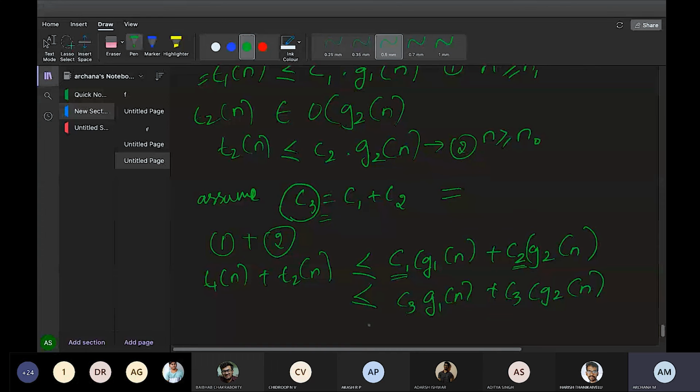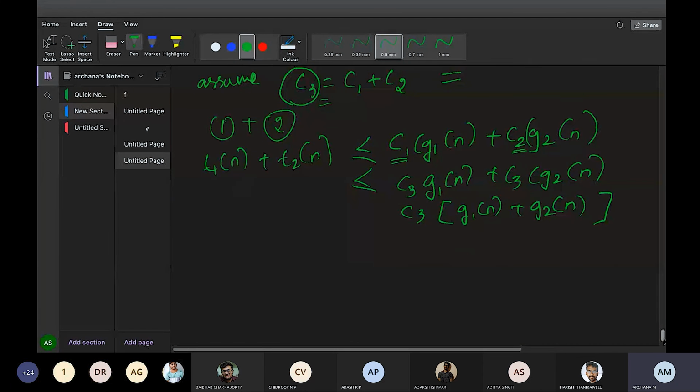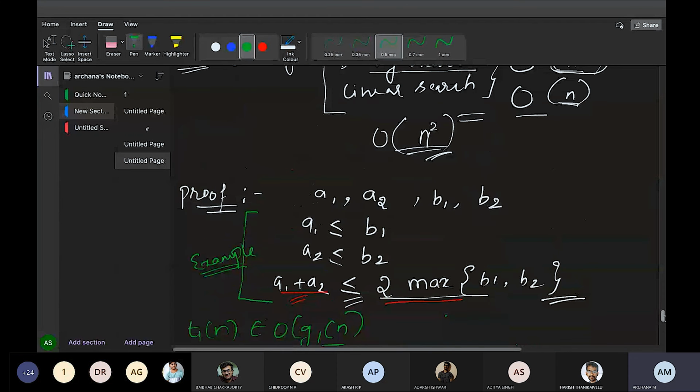So what can you take this as? C3 of G1 of n plus G2 of n. That is, you can take C3 as common from both terms and represent it. So finally, you got this: C3 of G1 plus G2. And here I had written one term. Look here. A1 plus A2 is less than or equal to 2 times the maximum of B1 and B2.